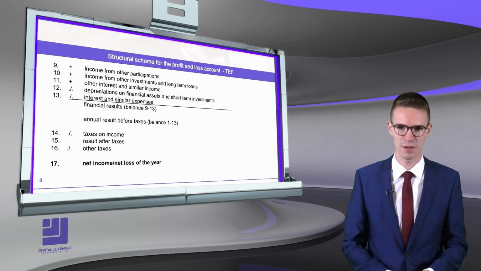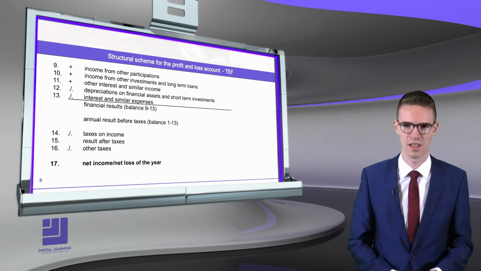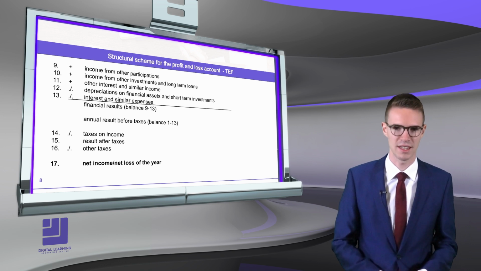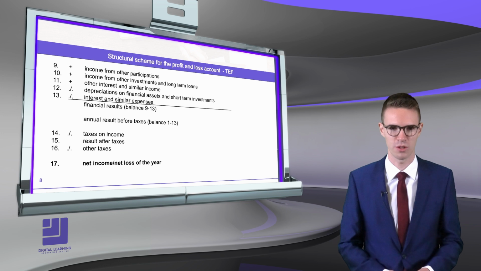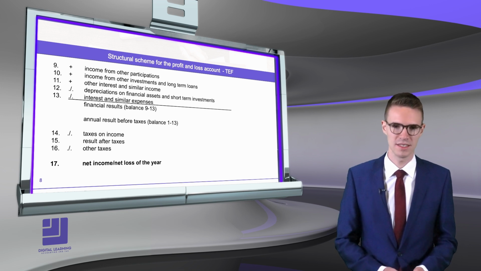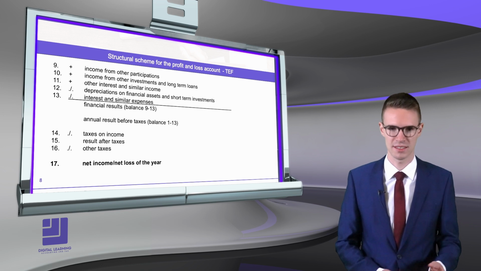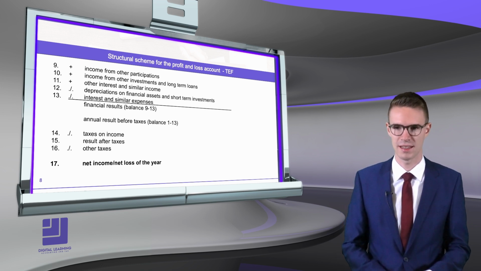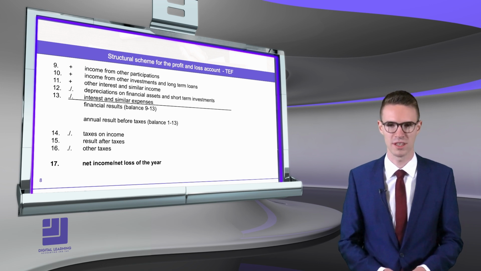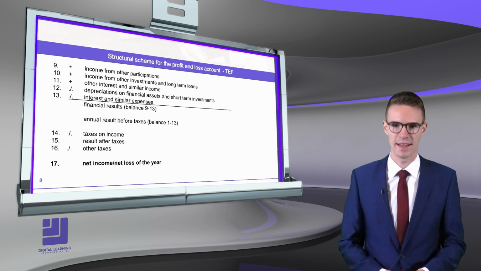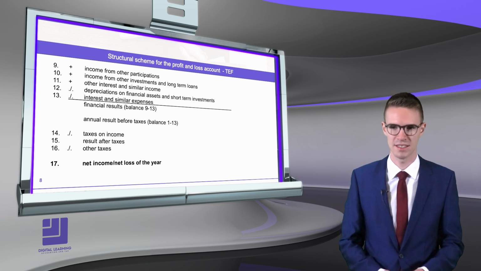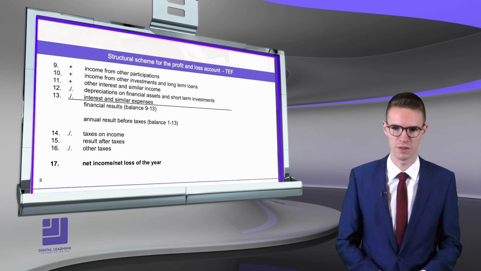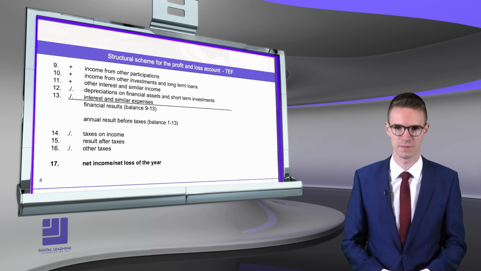The operating result of the first 8 positions and the financial result of positions 9 to 13 are summarized in the annual result before taxes. This result minus the taxes, in this case taxes on income and other taxes, is the net income or the net loss of the year. As you can see, in this method the operating income and the financial income are separated. The profit and loss reader can see at a glance the profitability of the core business.